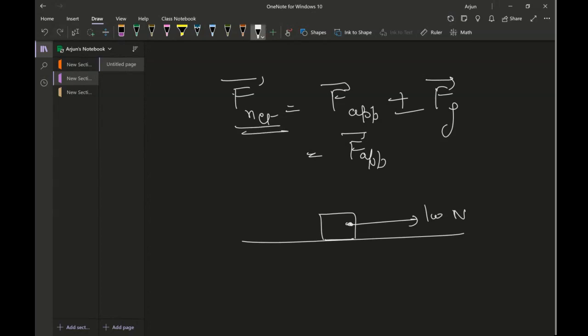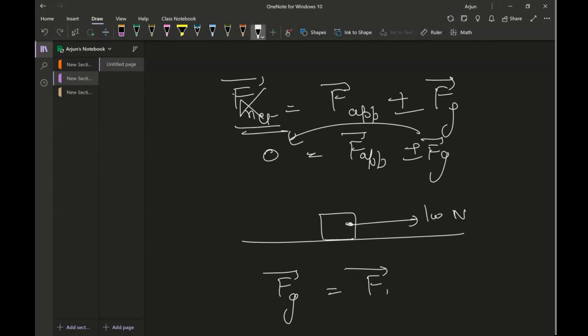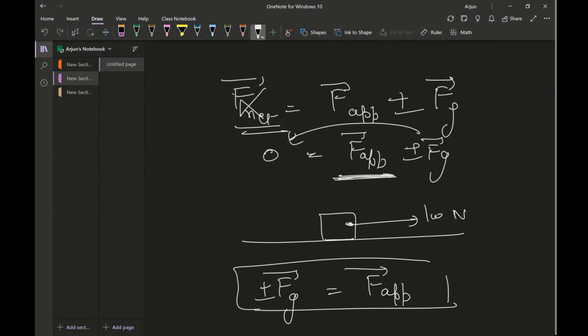If the object is not moving, net force is 0. This is 0. And plus minus force due to gravity. I can move it to the other side. I can say force due to gravity is equal to force applied in that scenario. All right. And you want to keep the plus minus. That's fine. Again, as I said in the previous class, depending upon which direction the force applied is, opposite to that will be the force of friction.